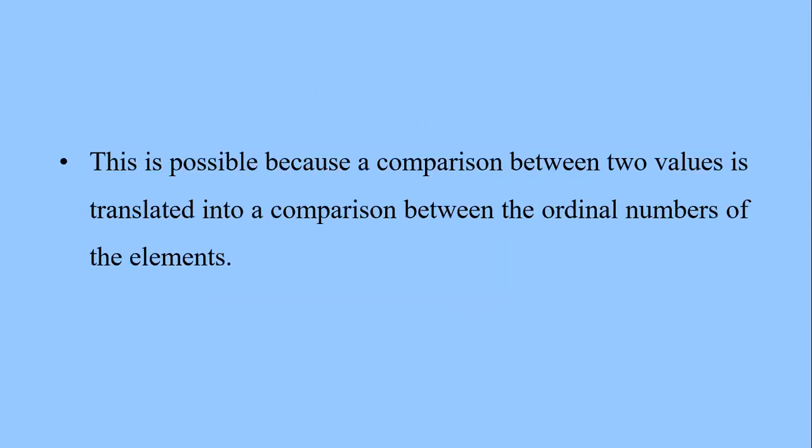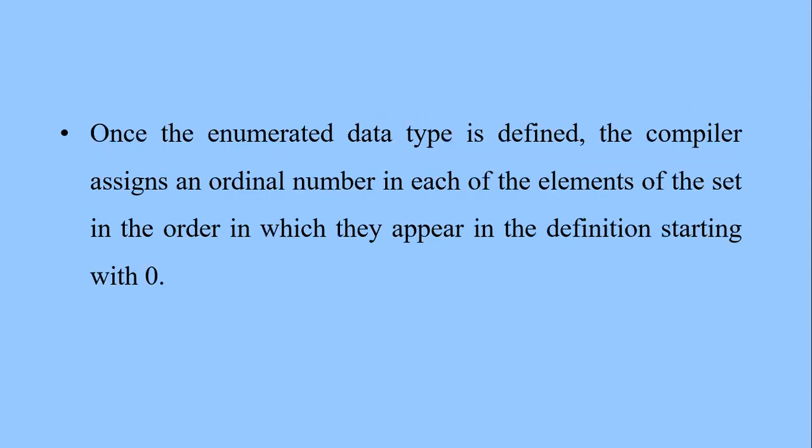This is possible because a comparison between two values is translated into a comparison between the ordinal numbers of the elements. Once the enumerated data type is defined, the compiler assigns an ordinal number to each of the elements of the set in the order in which they appear in the definition, starting with 0.